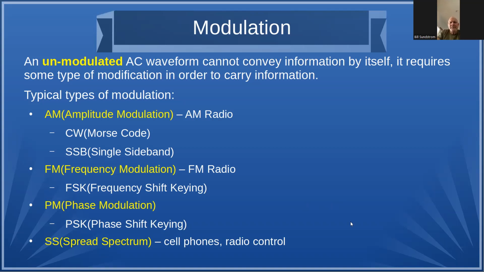And then there's spread spectrum, which you're probably sort of familiar with. That's what your cell phone uses. Most radio control stuff nowadays is all spread spectrum. It used to be FM at 72 megahertz, but I think that's just about gone.